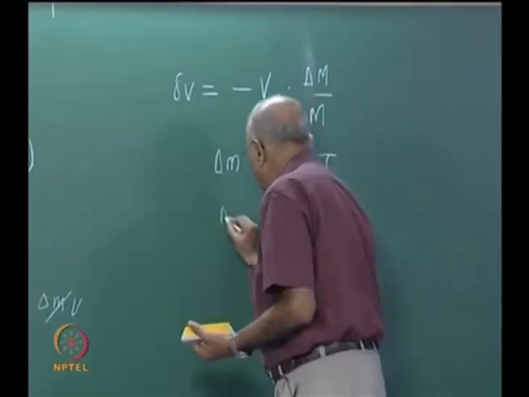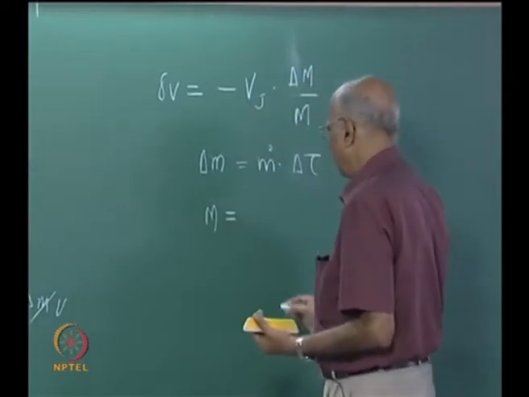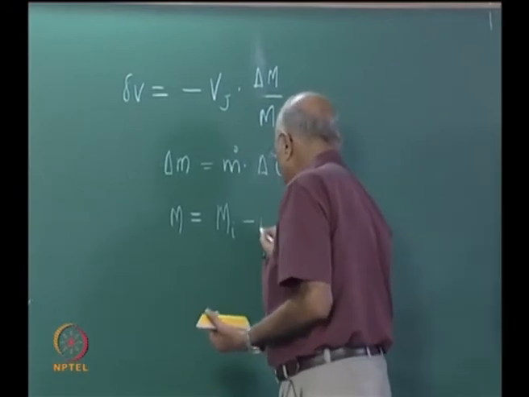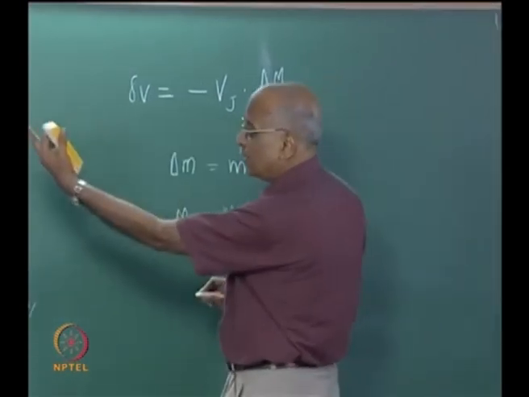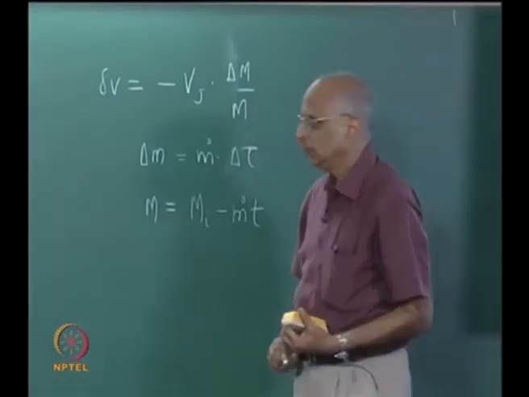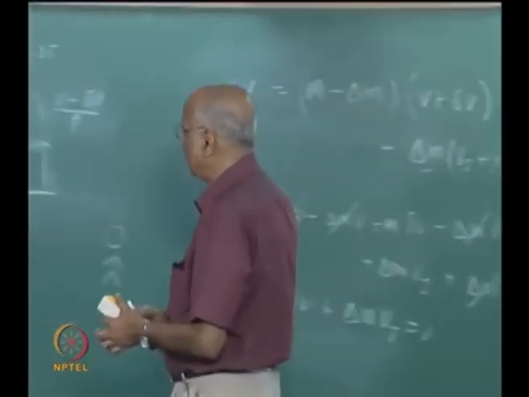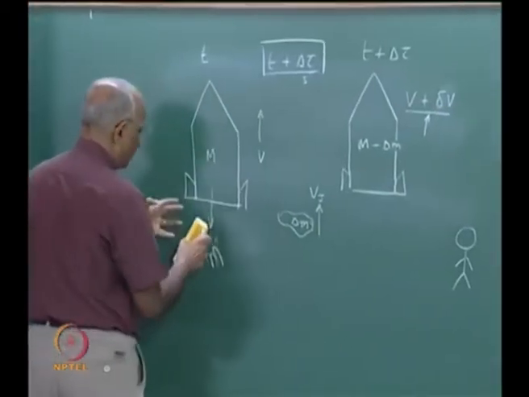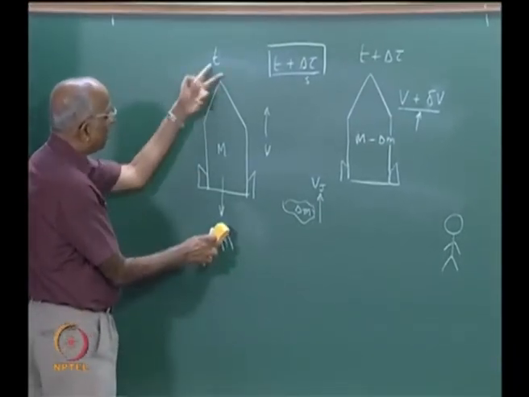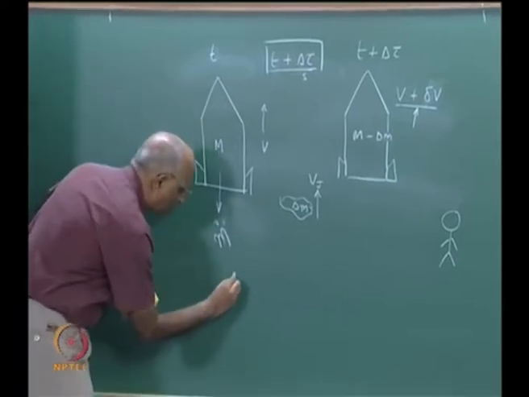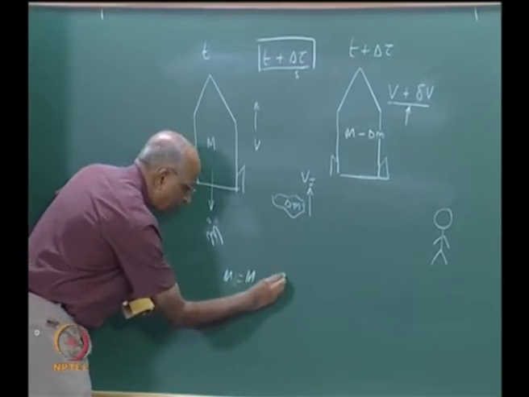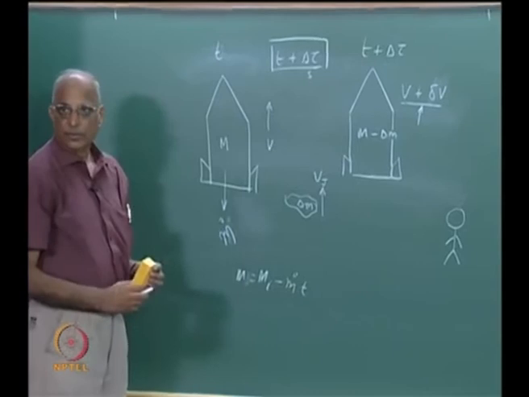And what should be the value of the capital M? Capital M must be equal to the initial mass of the rocket at time t is equal to 0 minus m dot into t. We are telling that is the mass of the rocket at time t. In other words, at time t is equal to 0, the rocket had an initial mass. It continues to eject mass at the rate m dot, constant value, and therefore, at time t, its value m is equal to m I minus m dot into t, right.